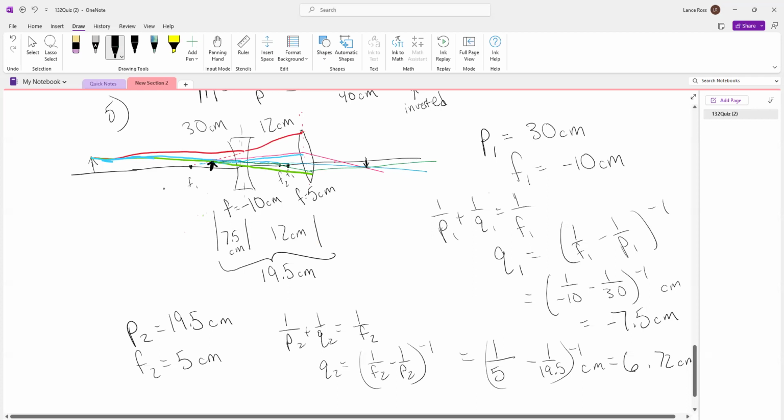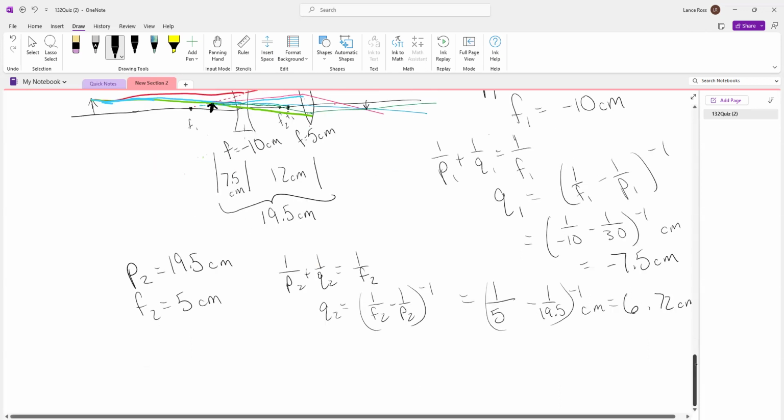Gives us an image here. Maybe that gets a little busy there, but maybe you can zoom in on it and it'll be visible. There's too many overlapping lines there. All right, but our calculation shows it. So we got a positive Q, so it's a real image.